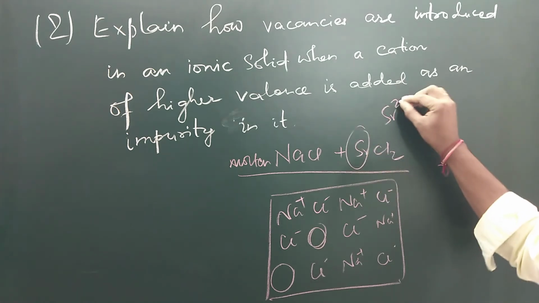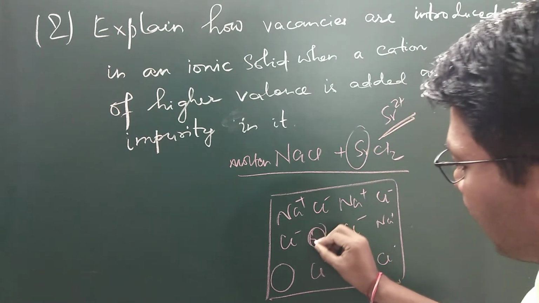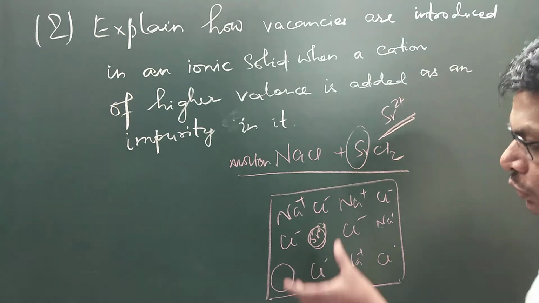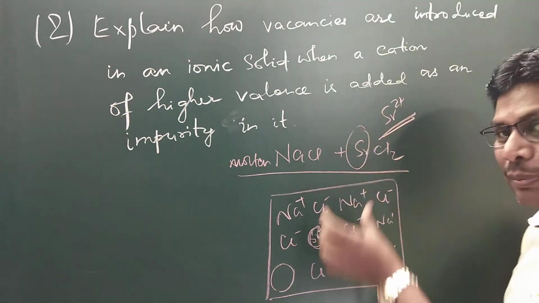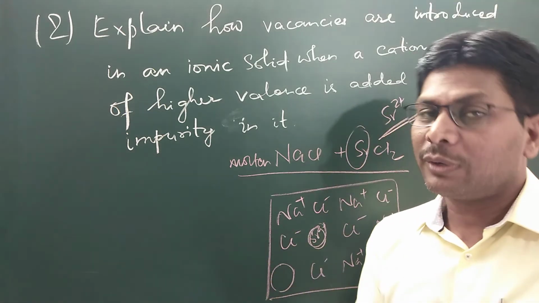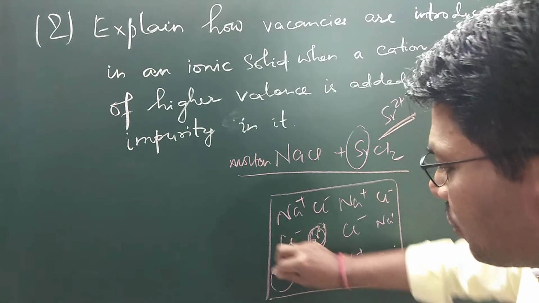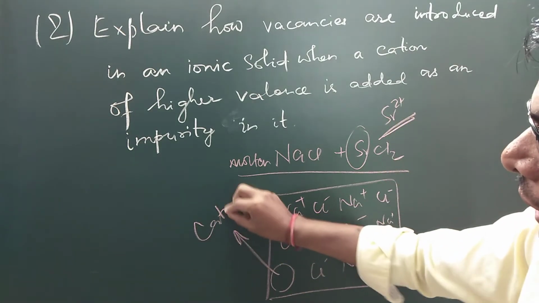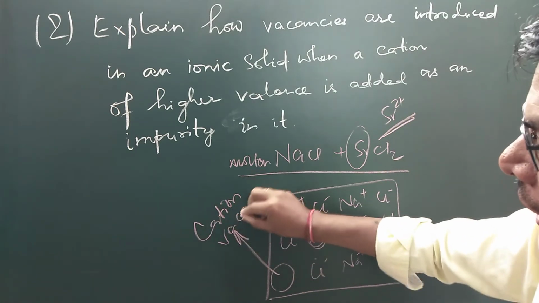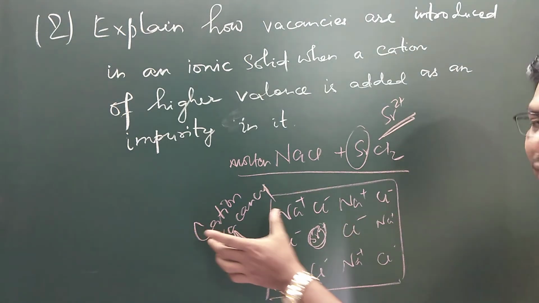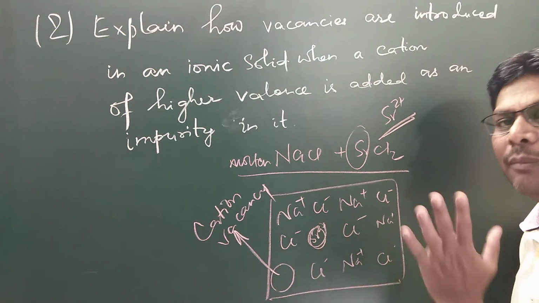The Sr2+ ion, which we have mixed in as an impurity, will come and occupy the site. So two cations were missing. When one Sr2+ ion came, the crystal became neutral because the charge is neutralized. This is called the cation vacancy. So the number of cation vacancies is also equal to the number of Sr2+ ions.